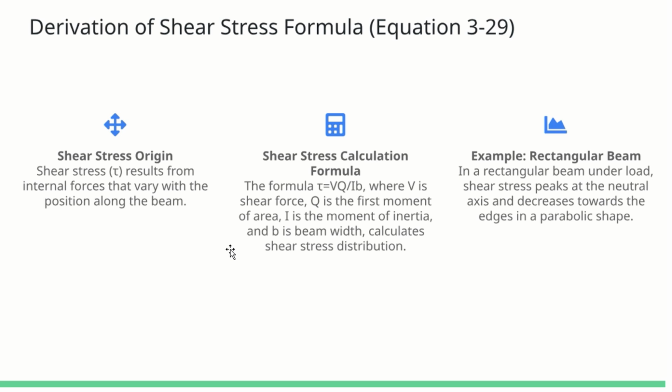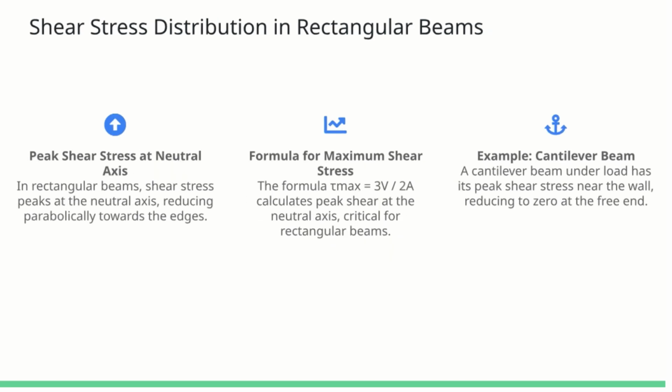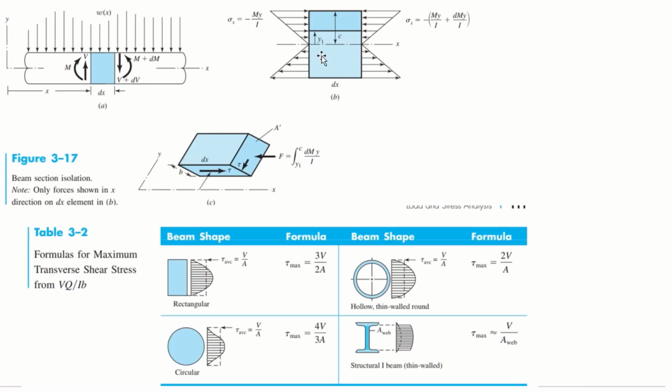Calculate shear stress distribution, for example in a rectangular beam. In a rectangular beam under load, shear stress peaks at the neutral axis and decreases towards the edges in a parabolic shape. You can find it in this picture. You can see here the beam shape becomes a parabolic shape. The beam shape in Table 3.2 in the textbook, I also pasted it here. It is a parabolic shape. You see the stress at the middle, exactly at the neutral axis, is the highest, and it gradually decreases towards the edges.